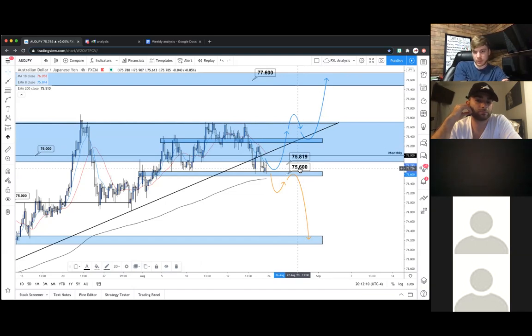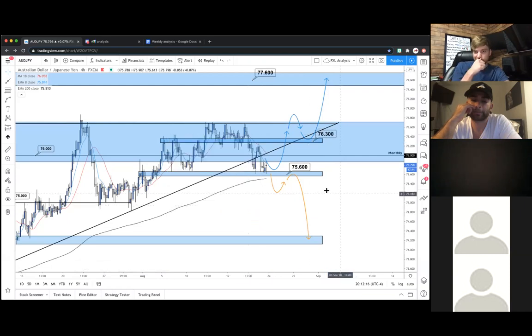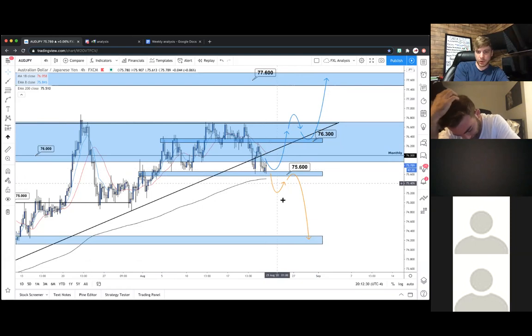I'm actually going to draw this zone in for you guys. This little label right here, 76.3. All right, so as long as we're between this range, we're going to wait. If it goes above 76.3, we're looking for those longs. If it drops below 75.6, we're looking for those shorts, only after a confirmed lower high. That means a break and retest and then some bearish setups. Then we can target lower.